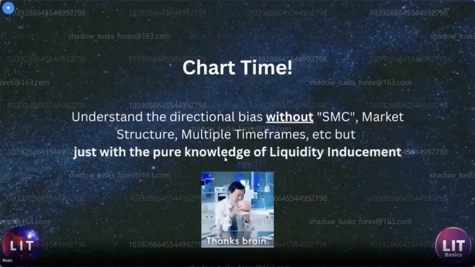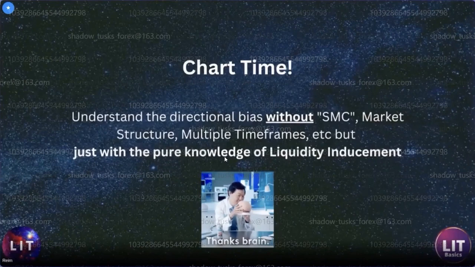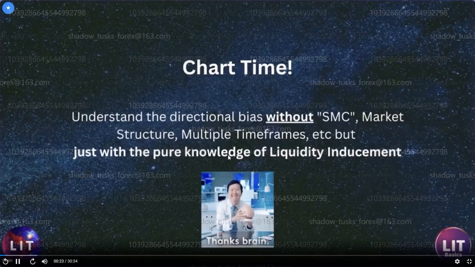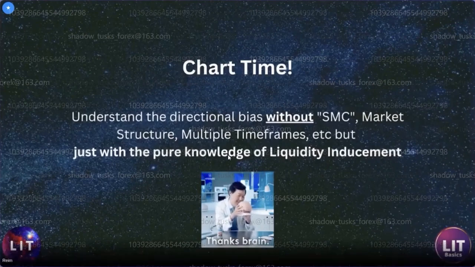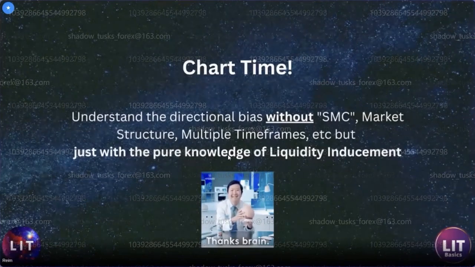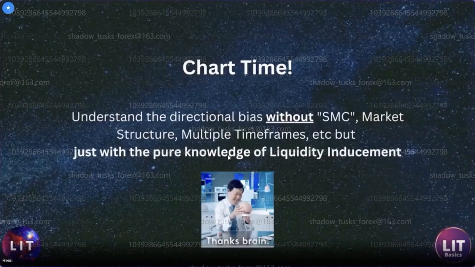So let's actually dig into some charts. Because again, understanding directional bias without any smart money concepts, any market structure, any multiple time frames, or any indicator, nothing. We just need to understand the knowledge of pure liquidity inducement, and that's literally it. Obviously, you can add a lot of stuff. And again, yes, we have multiple confluences we can add in, but technically, you don't need anything.